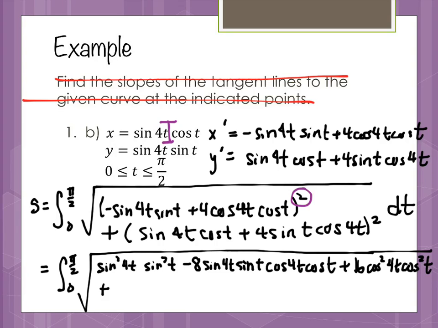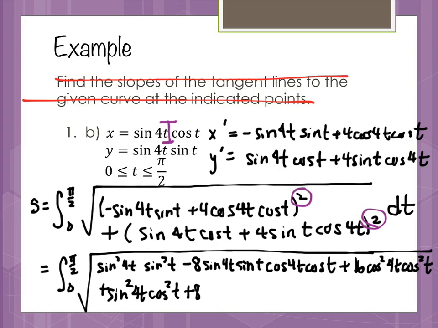Let's do the second piece. We're going to square the second piece down here, right? So what do I get when I take this second piece and I square it? Well, there's sine squared of 4t, cosine squared of t. Agreed? What's my middle term going to be?